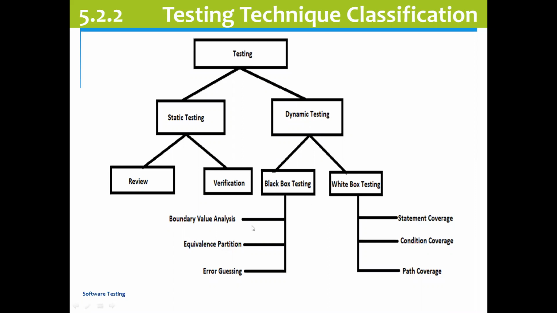Both black box and white box each contain three techniques. Black box testing has three techniques available: one is boundary value analysis, second is equivalence partitioning, third is error guessing. These three techniques come under black box testing. Similarly, three more techniques are available under white box testing, which will be done by a developer, or by testers who have coding knowledge. One is statement coverage, next is condition coverage, third is path coverage. So three techniques are present under black box, and three under white box. Now what are those?